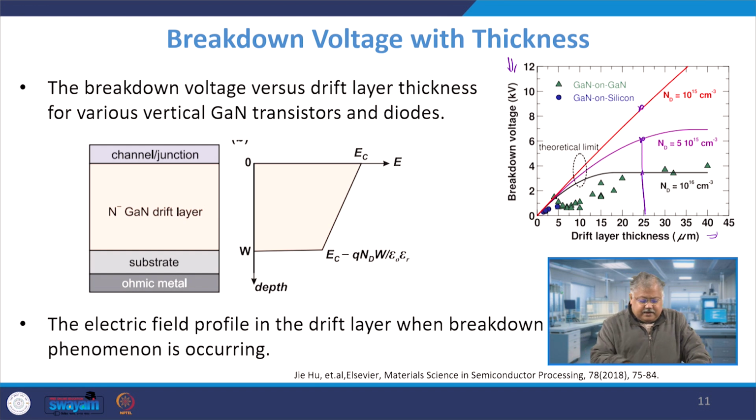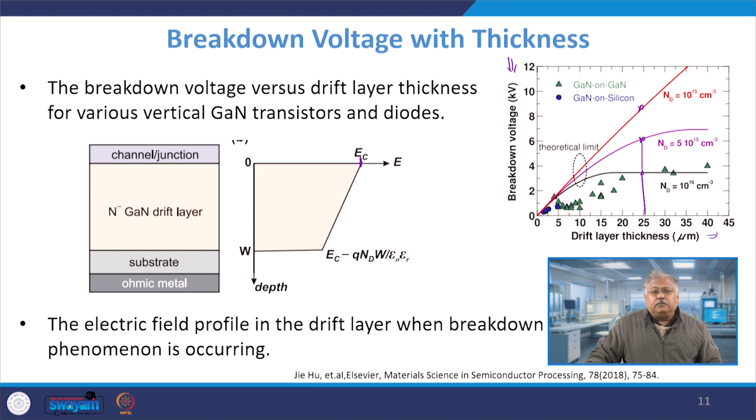On the left hand side, it is basically the electric field versus the depletion width, and as you can see, the critical electric field is EC here, and the electric field profile is shown when the breakdown phenomenon is occurring in this case. Now, the total width or the total charge here will give you the value of the critical electric field, and the critical electric field depends upon the width of the depletion region.